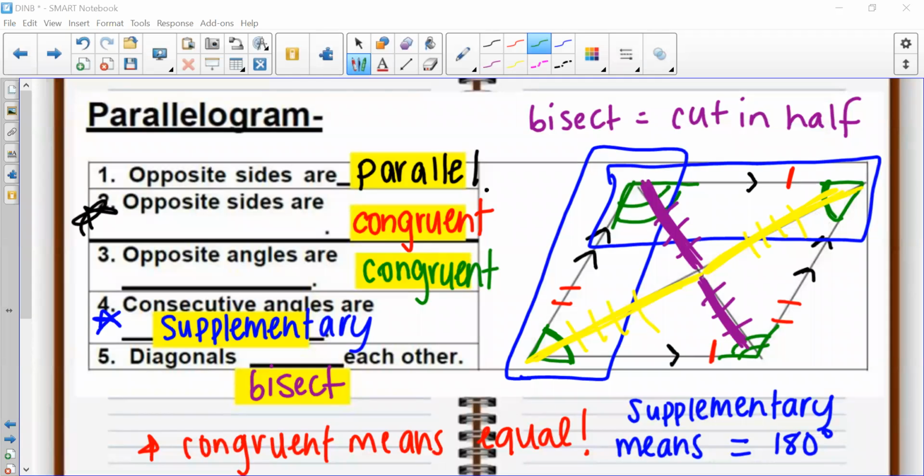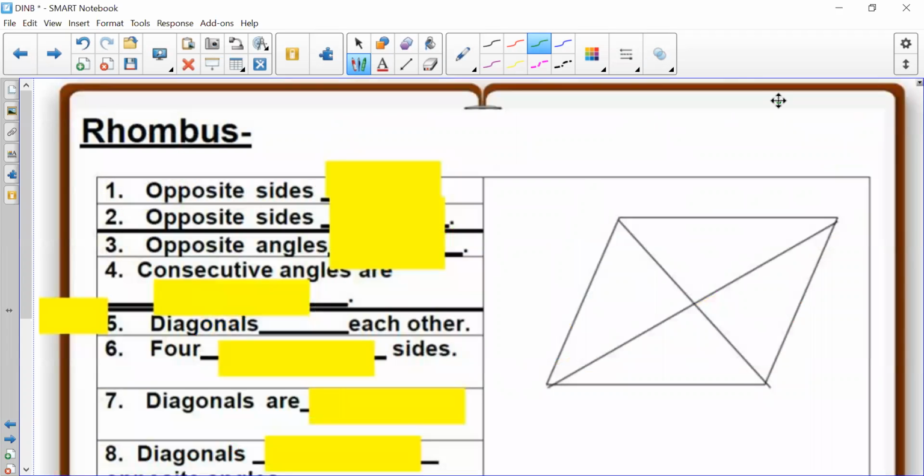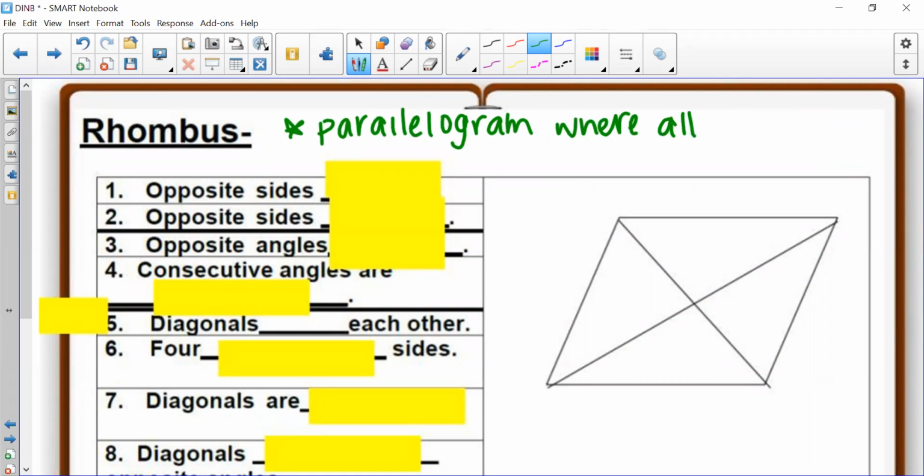All right, guys, so now we are going to be starting at slide 6 in this video. And we're going to be talking about a rhombus. A rhombus is a parallelogram, but it is a special parallelogram. It's a parallelogram where all the sides are congruent. So that's going to be one of our properties that we see here today.